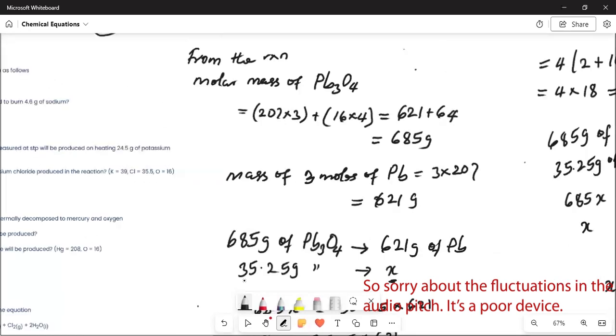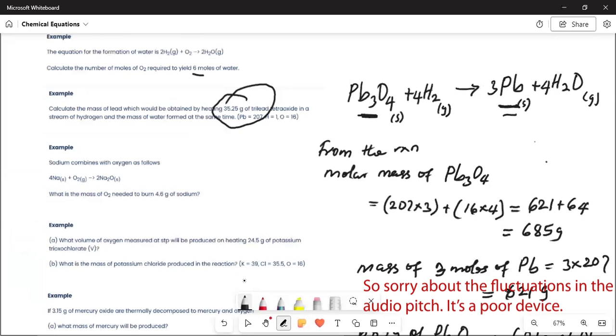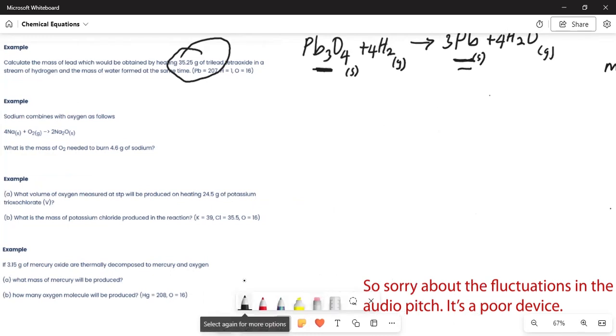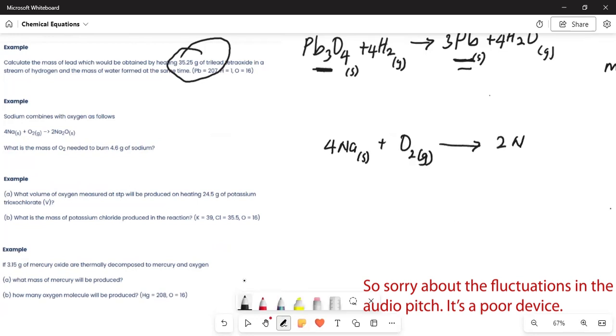The next question says, sodium combines with oxygen as follows. What is the mass of oxygen needed to burn 4.6 gram of sodium? Let's make some room on this board. Okay, so sodium combines with oxygen as follows. We have the balanced equation for us. So let's just write it. Na plus O2 gas, giving us sodium oxide solid. Question says, what is the mass of oxygen needed to burn 4.6 gram of sodium?